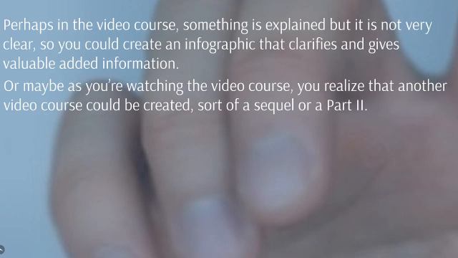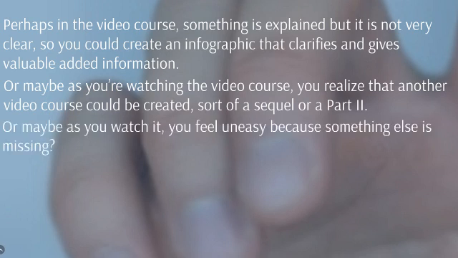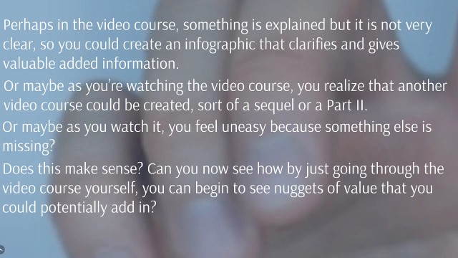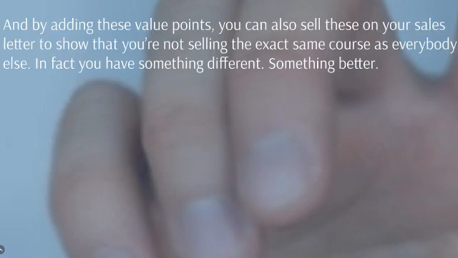I mean, think about it. You could set that up as an upsell of this video course, and you could essentially sell that. And you could do a part number 3, part number 4. Or maybe as you watch it, you feel uneasy because something else is missing. Figure out what that is. Does that make sense? Can you now see how, just by going through the video course itself, you can begin to see nuggets of value that you could potentially add in? And by adding these value points, you can also sell these on your sales letter to show people that you're not just selling the exact same course as everybody else. In fact, you have something different, something better.